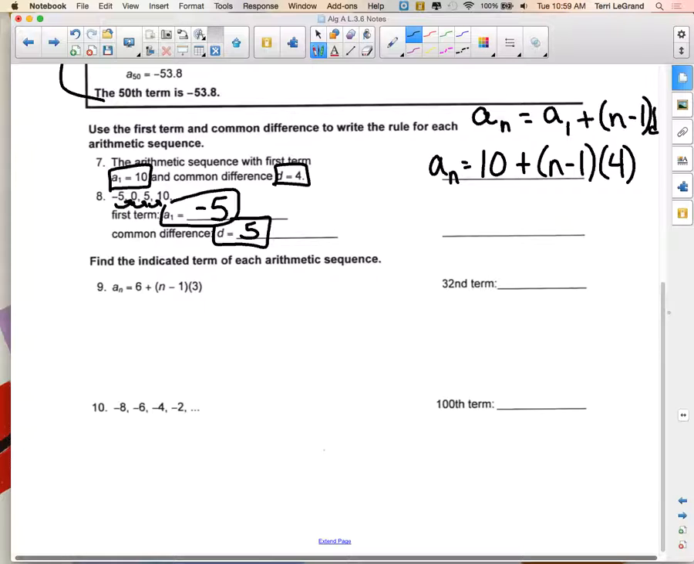Now we're ready to write our rule. Go ahead, write the rule for this one. Write the rule on that line for this arithmetic sequence. The rule that would find any term you're asked to find.